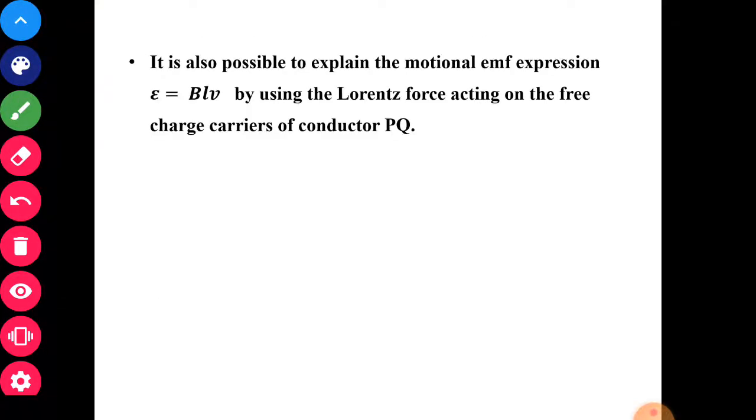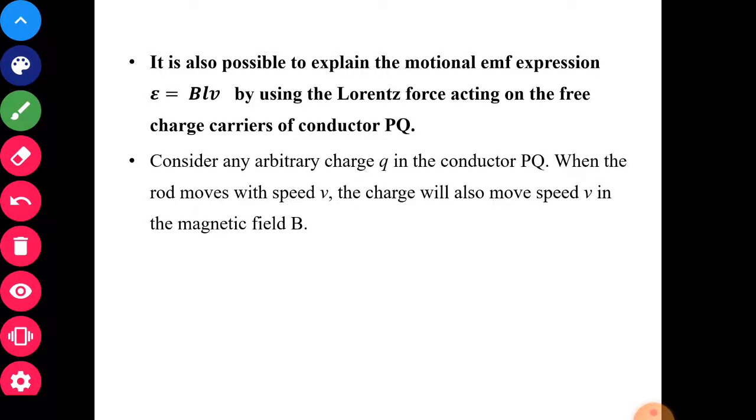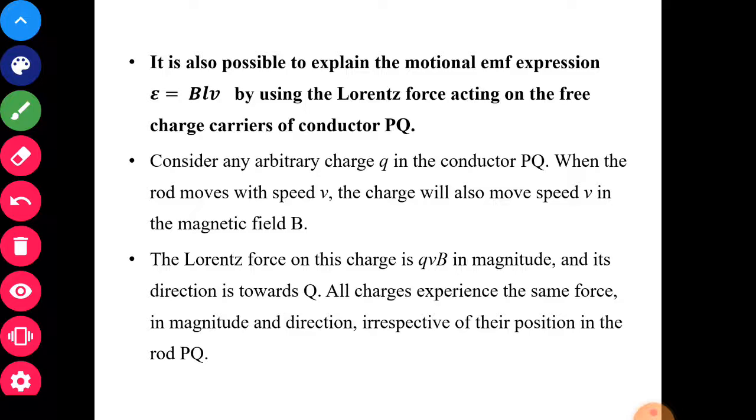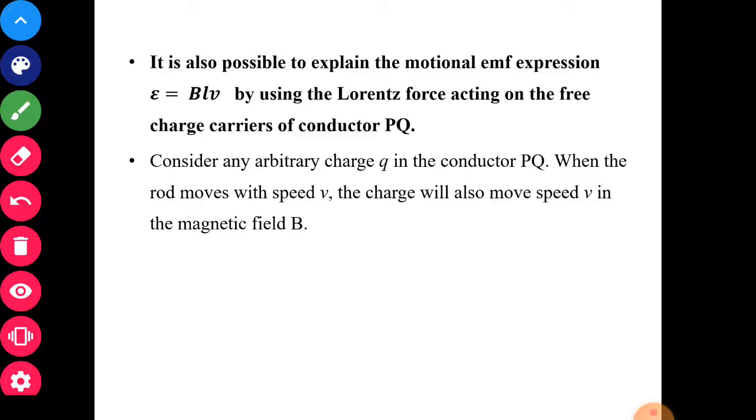Now this BLV can be obtained with the help of the Lorentz force acting on the charge carriers of the conductor PQ. Lorentz force is QV cross B, as you know. Say for example you have a charge Q inside this conductor PQ. When the rod moves with speed V, the charge will also move with speed V in the magnetic field, and therefore the Lorentz force acting on the charge will be QVB, as it is QV cross B, and you can see from the figure which we have discussed.